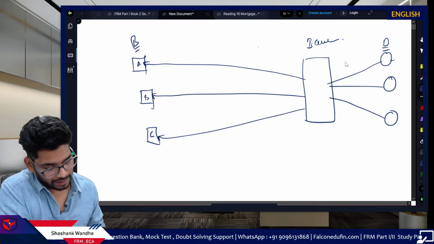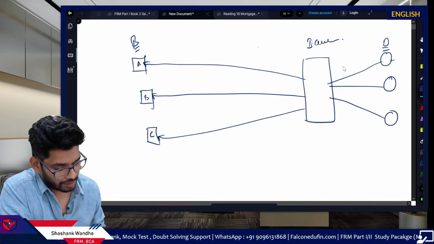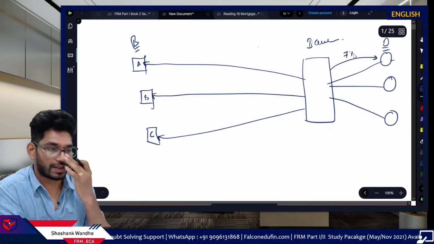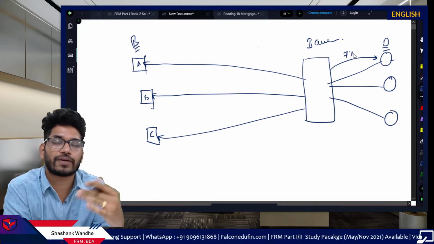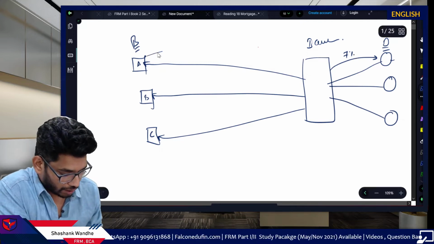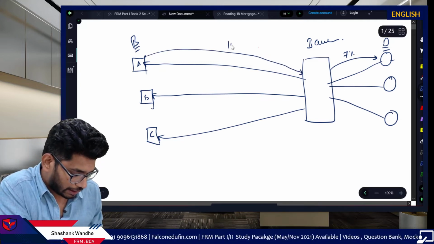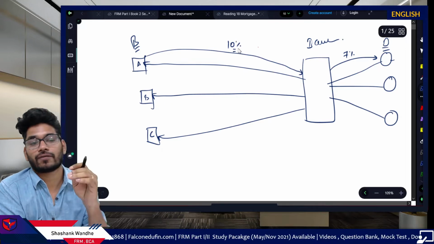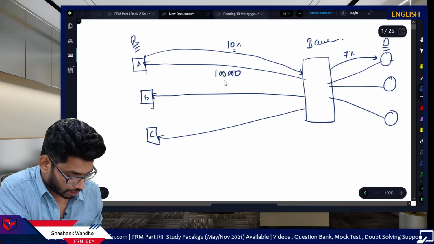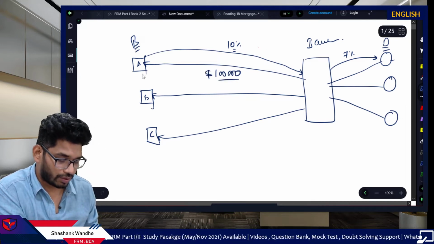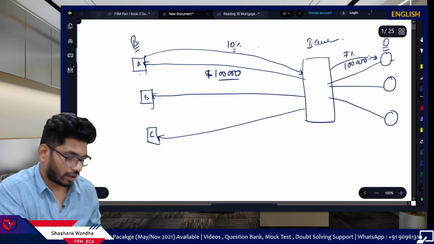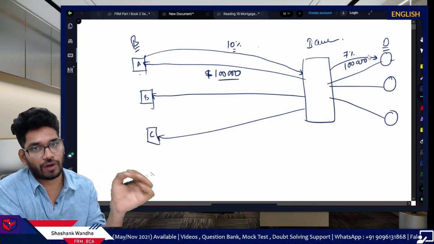Just for now, assume the bank is paying 7% on these deposits, certificates of deposit, or if you're from India, you can take the fixed deposit as an example. And the bank is charging 10% from the borrowers. Just assume a $1 lakh loan is provided to A, and again, for example, a $1 lakh deposit is received from this depositor.